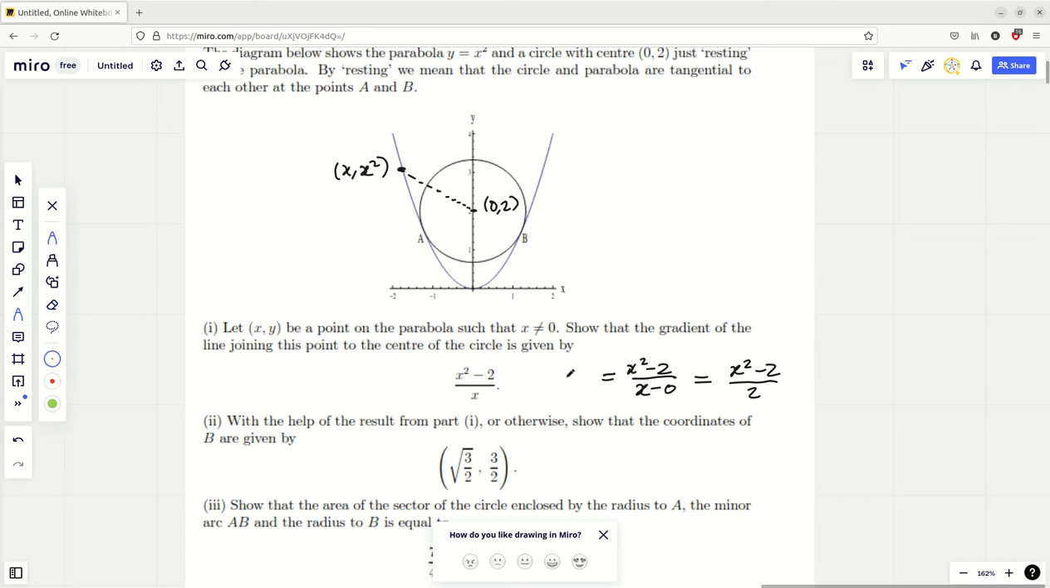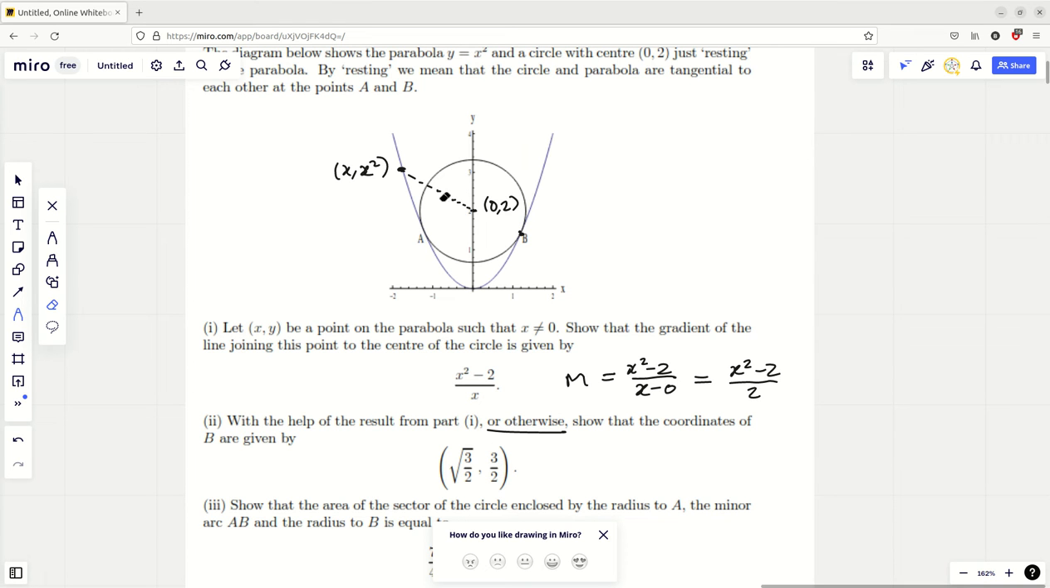Anyway, that's that one. Just give an indication using a diagram that you've actually found the gradient of that line. That's the way I would do it. Okay, with the help of the result in part one, or otherwise, they're always tempting you with the "or otherwise" remark, show that the coordinates of B are given by square root of 3 over 2, 3 over 2.